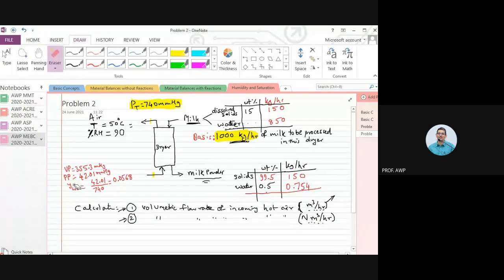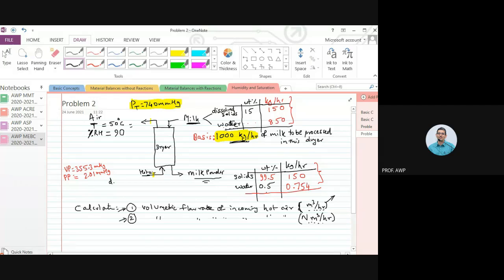Well, okay, let me give you some hints on how to solve. Just like we have made a table here, with the various components that come in, their weight percent, and their kg per hour, here also we should first of all write the different things that come in from this hot air.